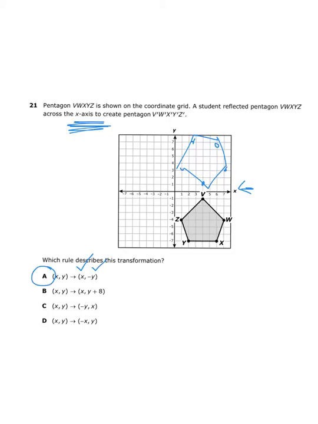Okay? We eliminate B because that's got addition and we're never going to be adding on a reflection. We eliminate C because that's flipping and we're never going to be flipping x's and y's on a reflection. That's only on rotations. And then we can eliminate D because that kept y the same, which means that's a reflection on the y.